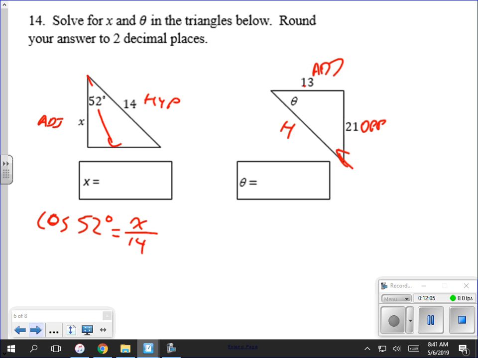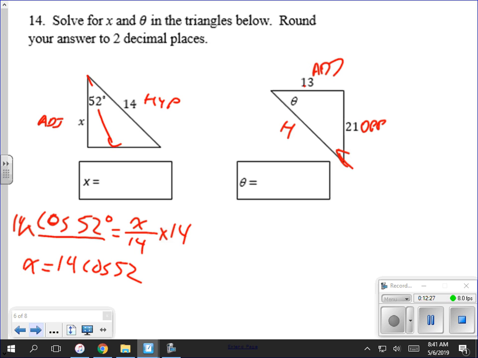On this one, do you multiply by 14? Yeah, you want to solve for x. Remember, the cosine of 52 degrees is just a numeric value. This would be like 3 equals x over 14. How would you solve for x? You multiply both sides by 14. So you get x equals 14 cosine of 52.